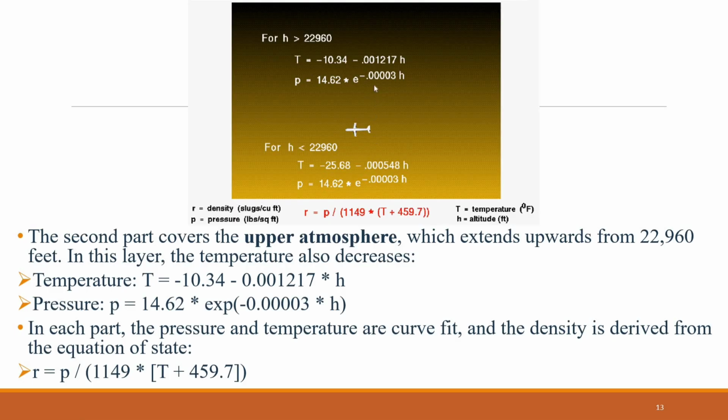In each part, the pressure and temperature are curve fit, and the density is derived from the equation of state. Density is equal to pressure divided by the product of 1149, and the sum of temperature plus 459.7.